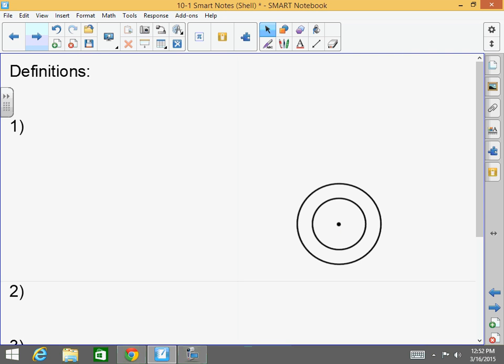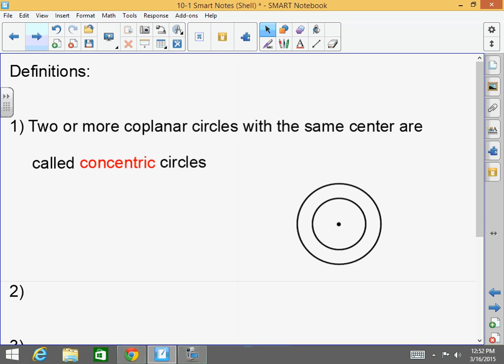Some definitions for you guys. First one, we're going to talk about concentric circles. Two or more coplanar circles with the same center are called concentric. So it's two or more circles that are on the same plane, of course, and they share the same center. Literally. It's that simple.